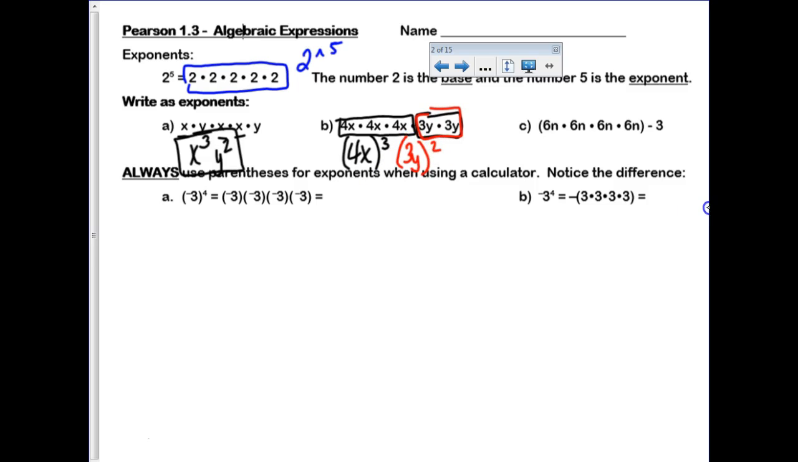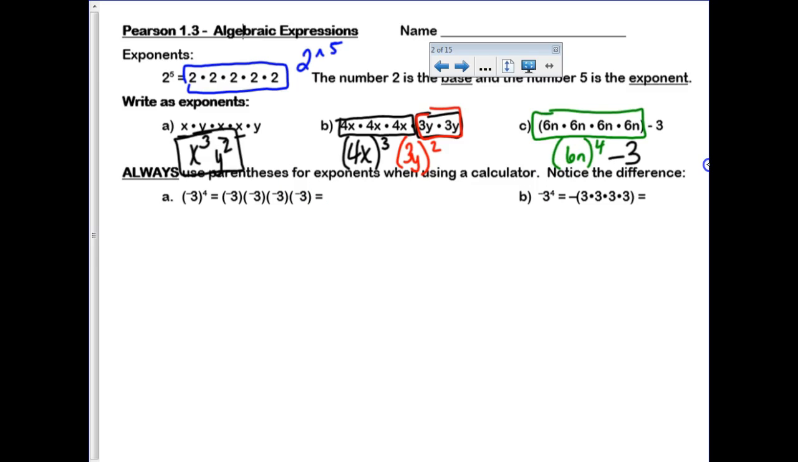Yes, there are ways that we could simplify that, but I'm not going to worry about that right now. So here, 6n, but we got 4 of them. So this is quantity, 6n to the 4th power, make sure that's out of the parentheses. And then subtract 3 is not part of that quantity, so we're just going to leave that off to the side.